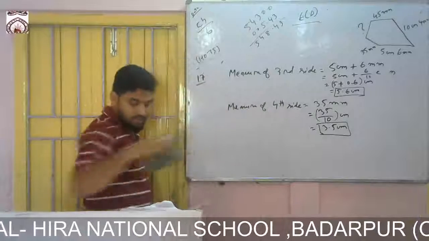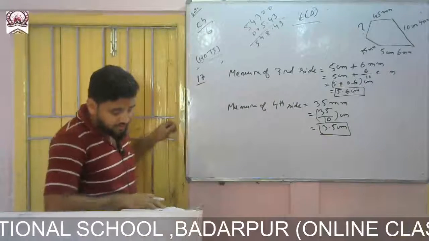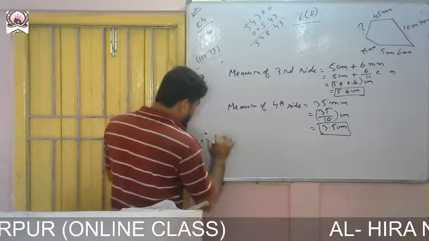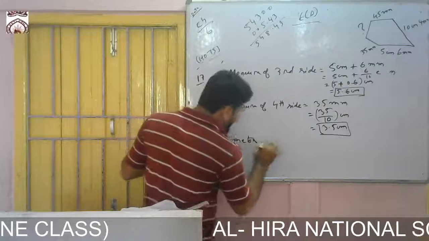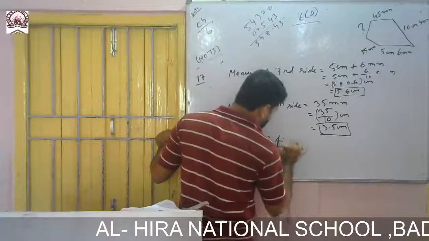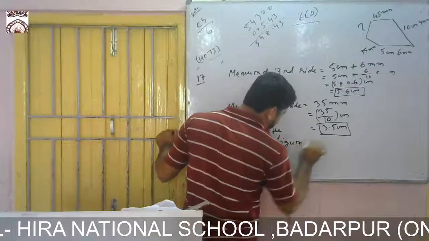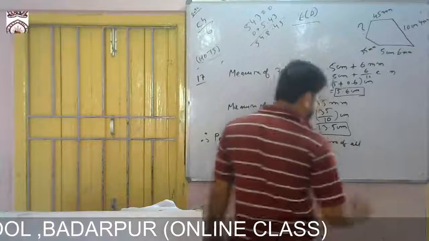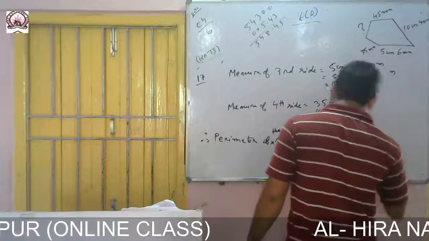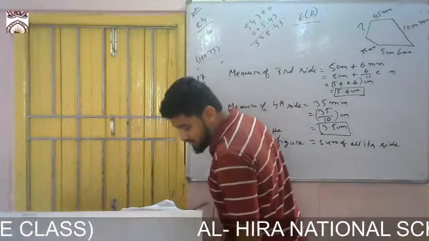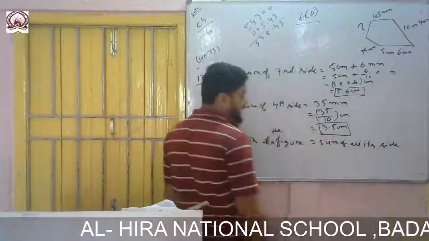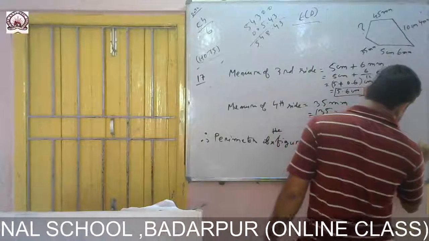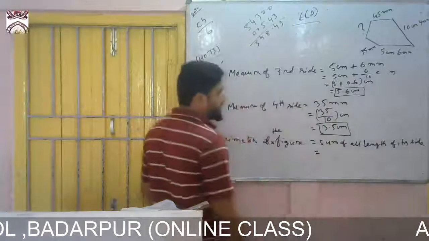Let us add. So write: perimeter of the figure will be the sum of all the lengths of its sides. Therefore, the perimeter of the figure will be the sum of all lengths of its sides.